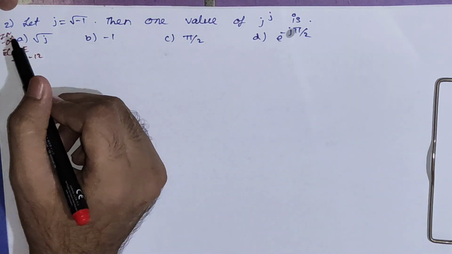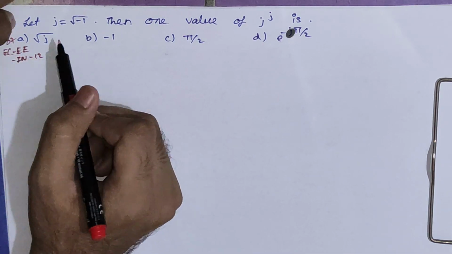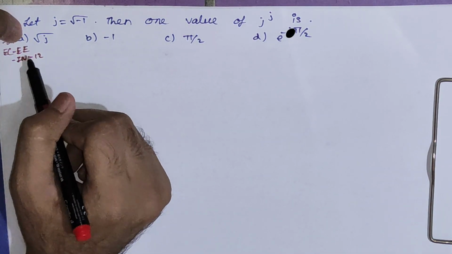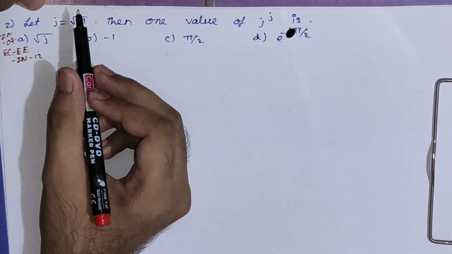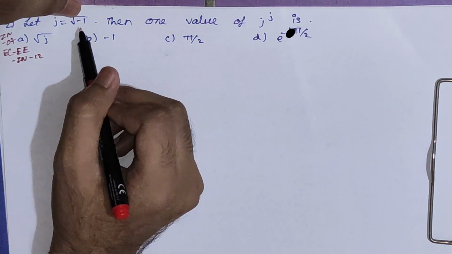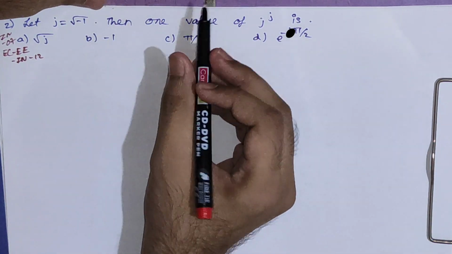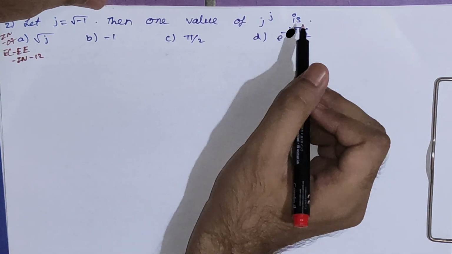Okay, now let us see this sum. This is of IN07, and this sum also came in ECE EE IN 2012. The sum is, let j equal root of -1. Basically j is i here. Then one value of j raised to j is.